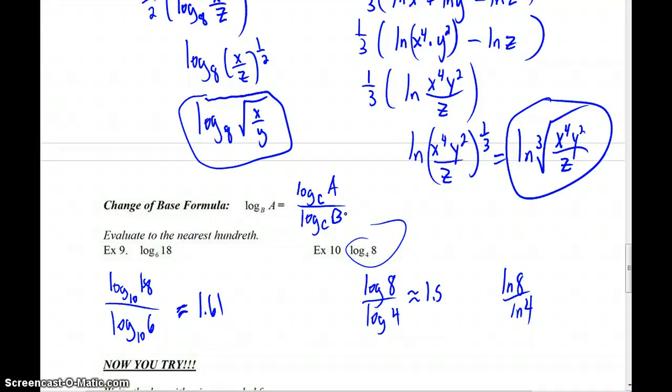Okay, well, I hope this helps. We're going to just have one more section of Chapter 8 before we get ready for our test. So hope things are working out.